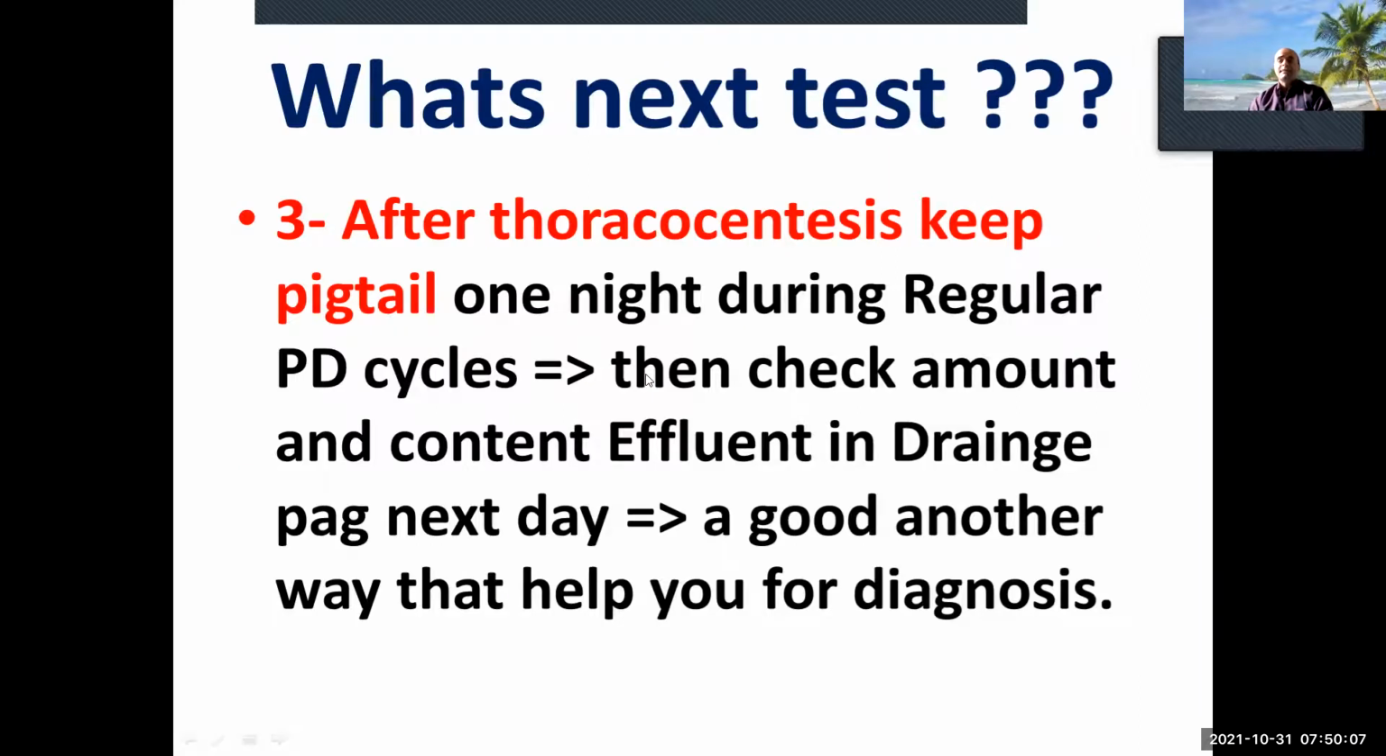What's the next? What will you do next after this? After thoracocentesis, keep the other method to diagnose this, because if some patient is chronic, you will find no difference in glucose between the pleural fluid and the serum.